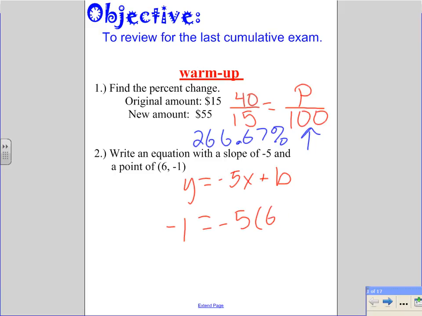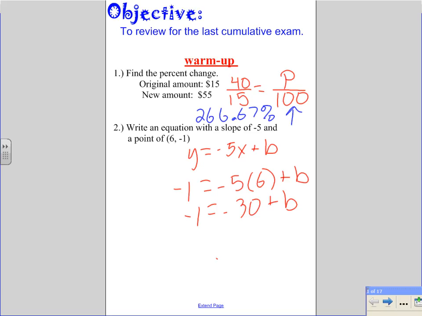Okay, so what did you get for B? No, that's not right. You can do it that way, but that's not right. Peyton? Not 9. Anyone else get B? Skylar? Good. B is 29. You have -1 equals -30 plus B. When you add 30 to both sides, you get B equals 29 because -1 plus 30 is 29.